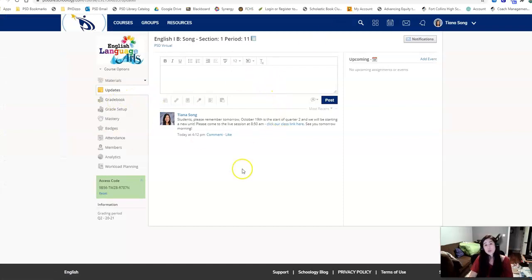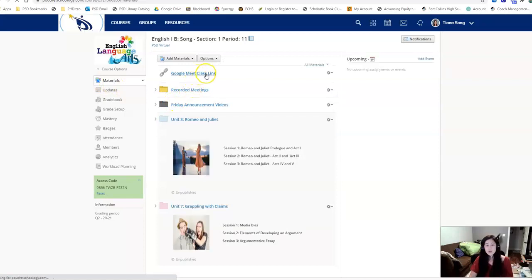So this is our new Schoology shell. You'll see my icon of the picture changed, right? And here's my first announcement that I gave yesterday for you guys saying, hey, remember, we're meeting today. Go to Materials. And you'll see I still have the Google Class Meet link here. I have the recorded meetings here, and I have the Friday announcement videos here, right?